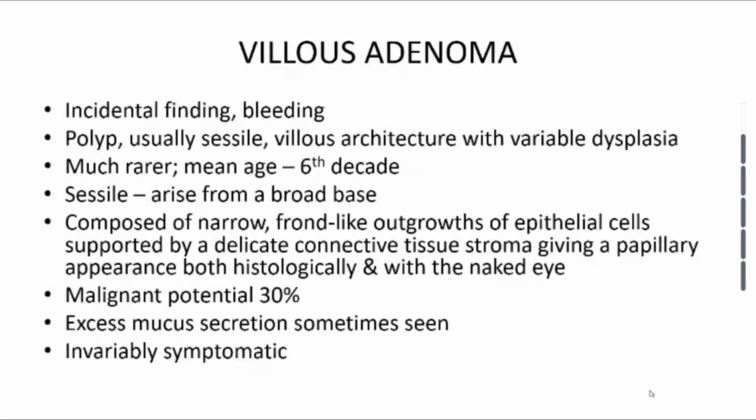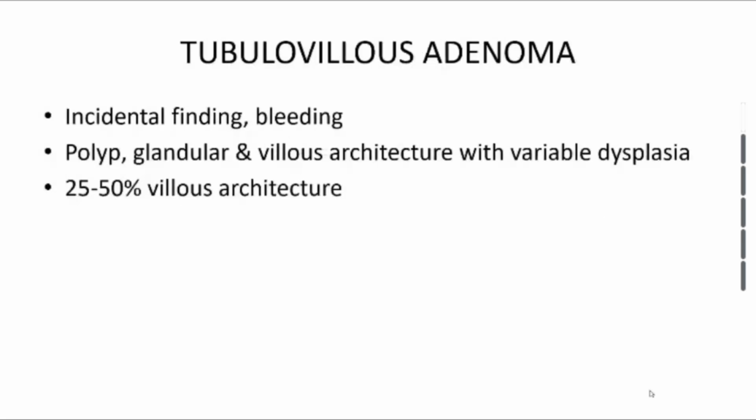Sometimes there is excess secretion of mucus. Somebody may present with a lot of mucoid stool, and so they are likely to have villous adenoma. Most of the time, villous adenomas tend to be symptomatic. That is, somebody has either abdominal pain or comes with bleeding per rectum, and when you examine, you find them. So when they are there, there will be some symptoms, either rectal bleeding or abdominal discomfort.